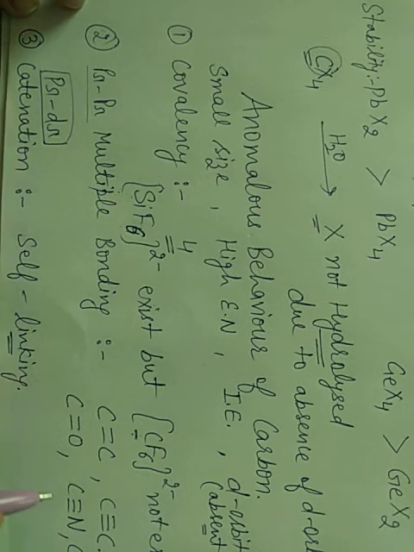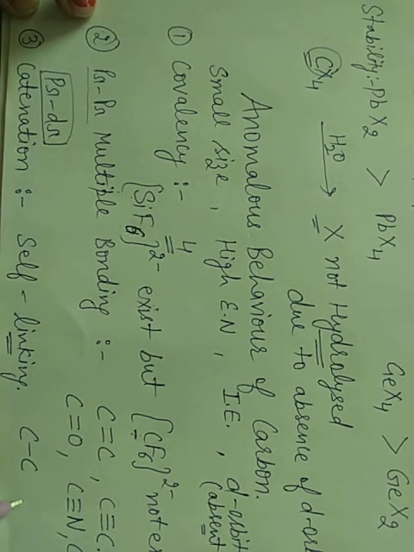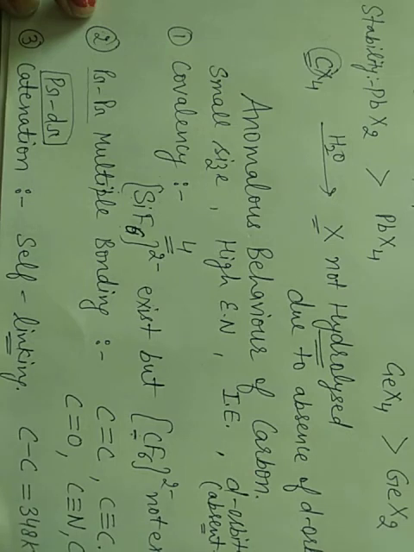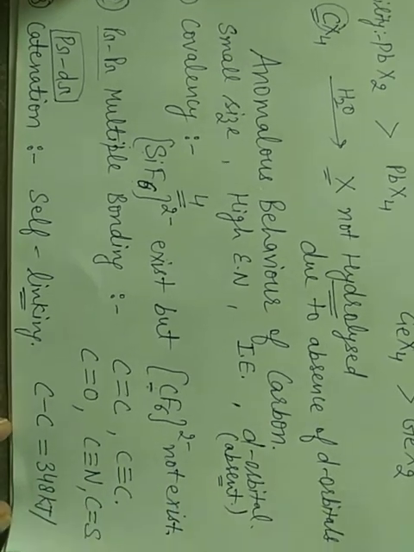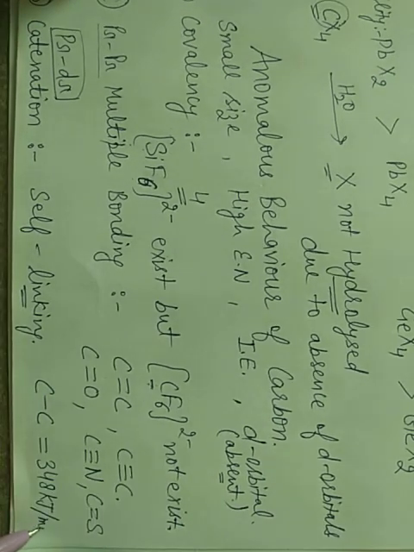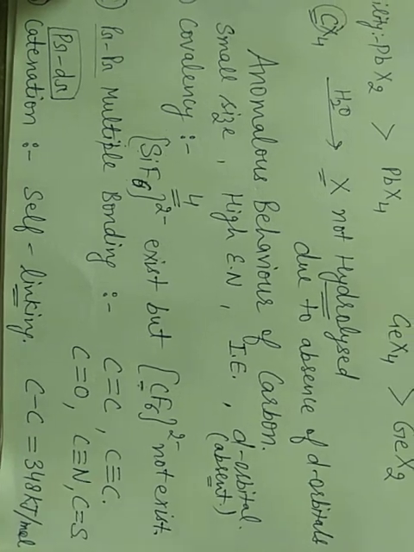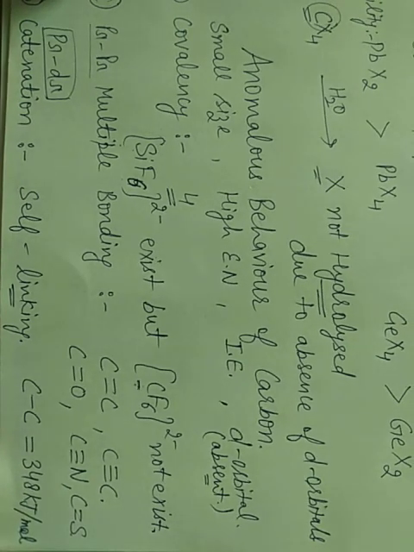The bond energy of carbon is 348 kilojoule per mole. After that, silicon 297, germanium 260, tin 240. This means bond energy decreases, but carbon shows high bond energy.